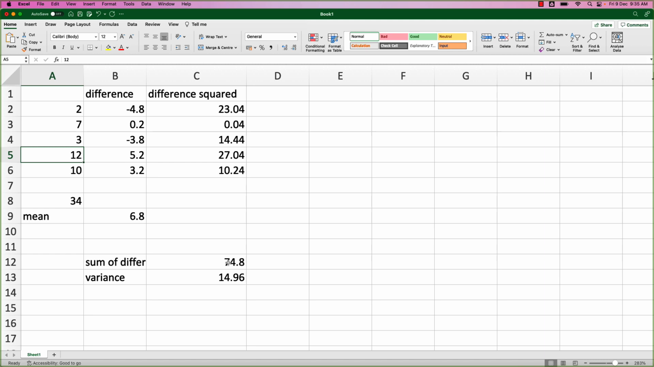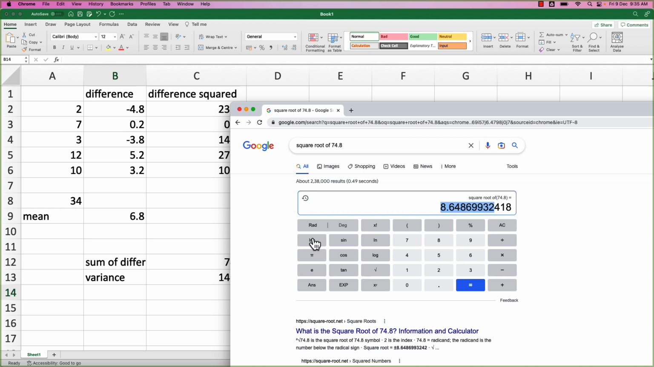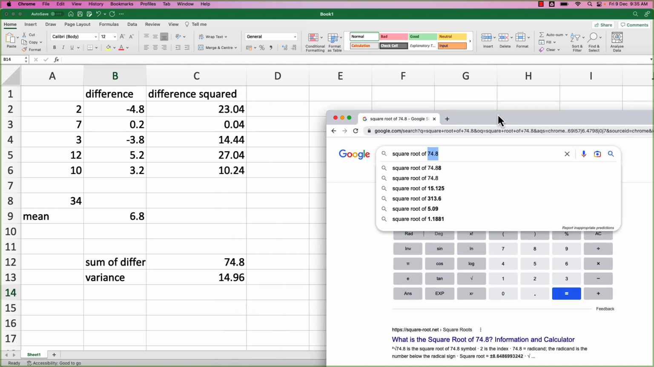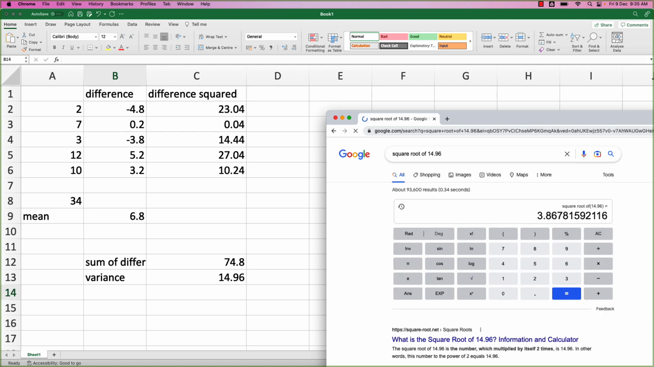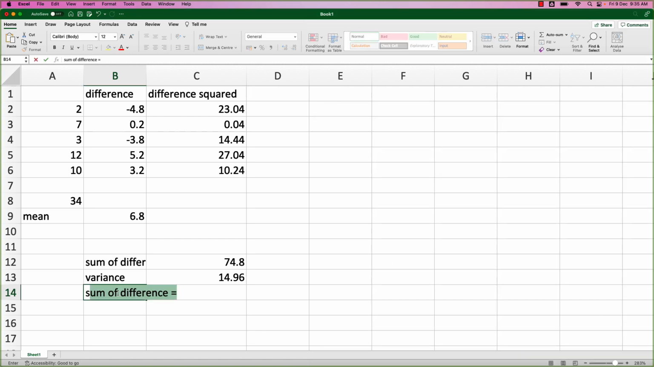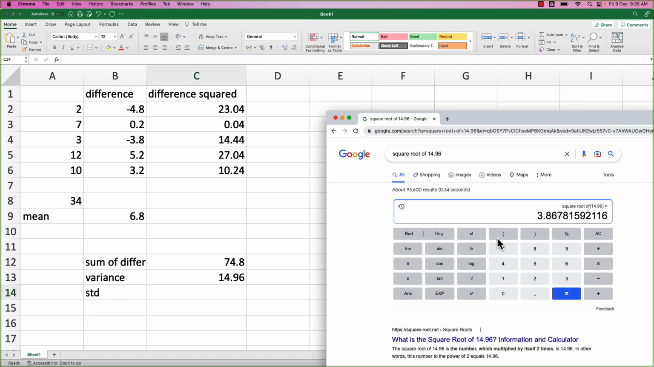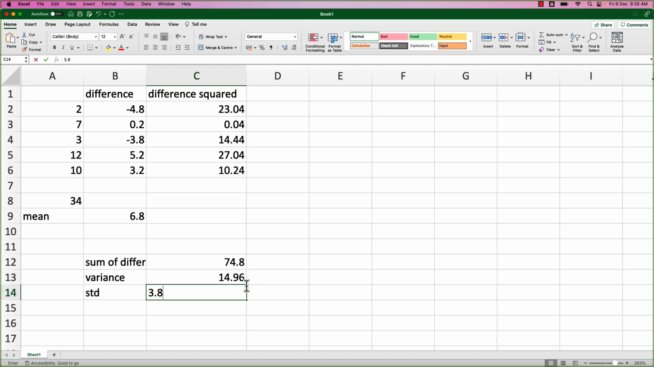It doesn't make sense, isn't it? So in such scenarios, what we do is we'll take the square root of variance. If I want to take the square root of variance, that is 14.96, the square root is 3.86. Now that is my standard deviation. So standard deviation is square root of variance.